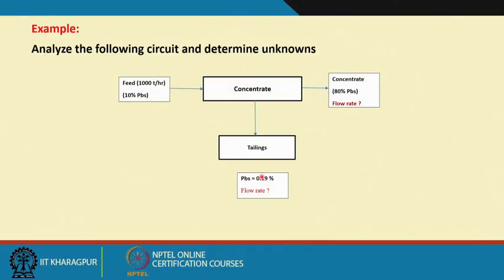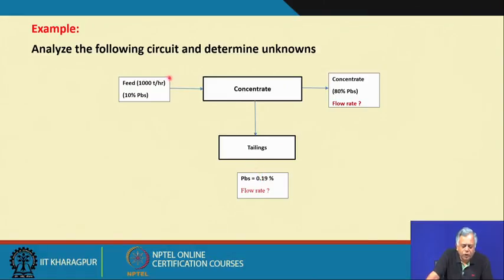Now, I give another example, this is called a simple flow chart. That is, you have got the following circuit and determine unknowns. That is, I have already given the known values here and I ask you to calculate the unknown values.